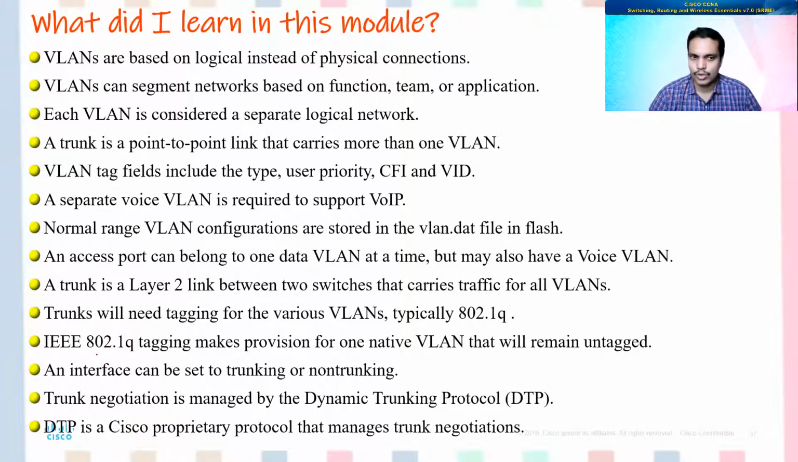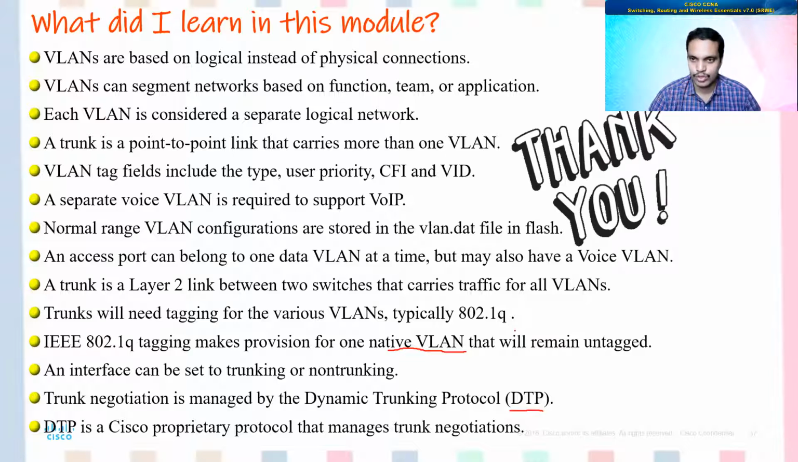Now this is what I told you. IEEE 802.1Q tagging makes provision for one native VLAN that will remain untagged. That means any untagged traffic passing through the trunk will be set to the native VLAN. An interface can be set to trunking or non-trunking. This negotiation is actually done by DTP. DTP is Cisco's proprietary protocol which manages the trunk negotiations.